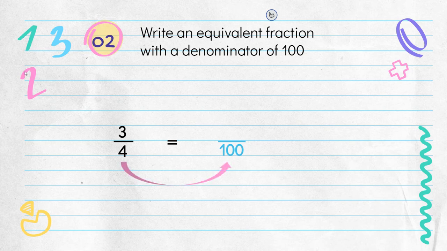And whatever we did to 4 to get to 100, we're going to do the same to the top, right? Equivalent fraction. So what do you have to do to 4 in order to get the answer of 100? Multiply by 25. If you didn't know your 25 times tables, you should at least know quarters and money. 4 quarters is $1, right? So times 25. Whatever you do to the bottom, you do to the top, exactly. So we're going to do 3 times 25.